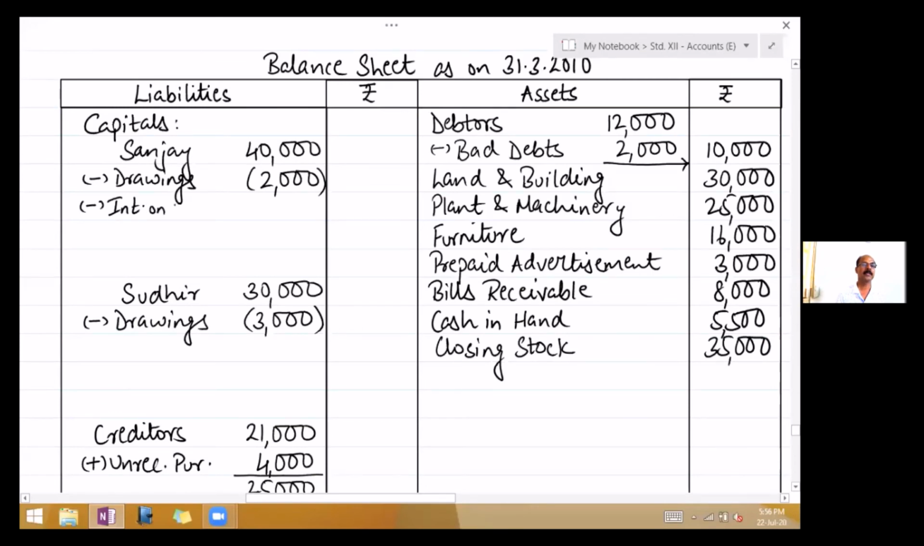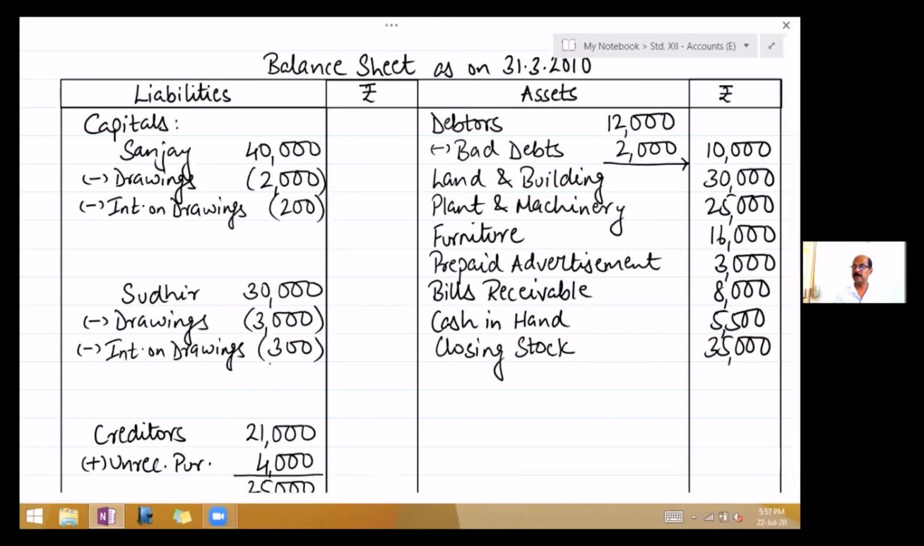Interest on drawings: the amount is 200. Put it in the bracket if you think you will forget. And for Sudhir, interest on drawings is 300. This also put in the bracket if you think you are going to forget.